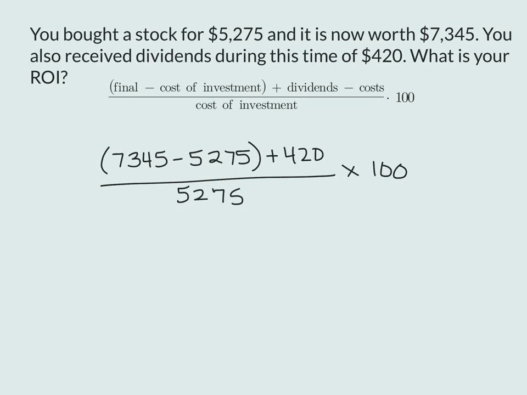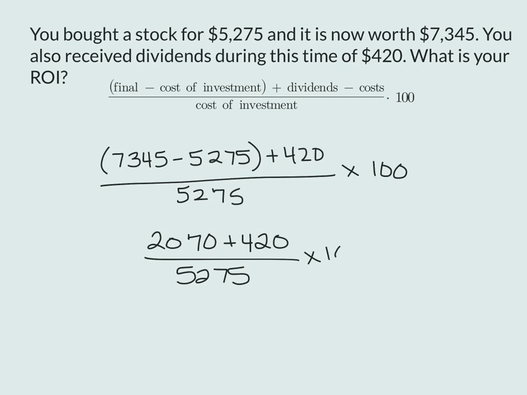First, we need to subtract the values within the parentheses in our numerator position. So 7,345 minus 5,275 gives me a value of 2,070. Next, I need to add the values in the numerator position. 2,070 plus 420 gives us 2,490.